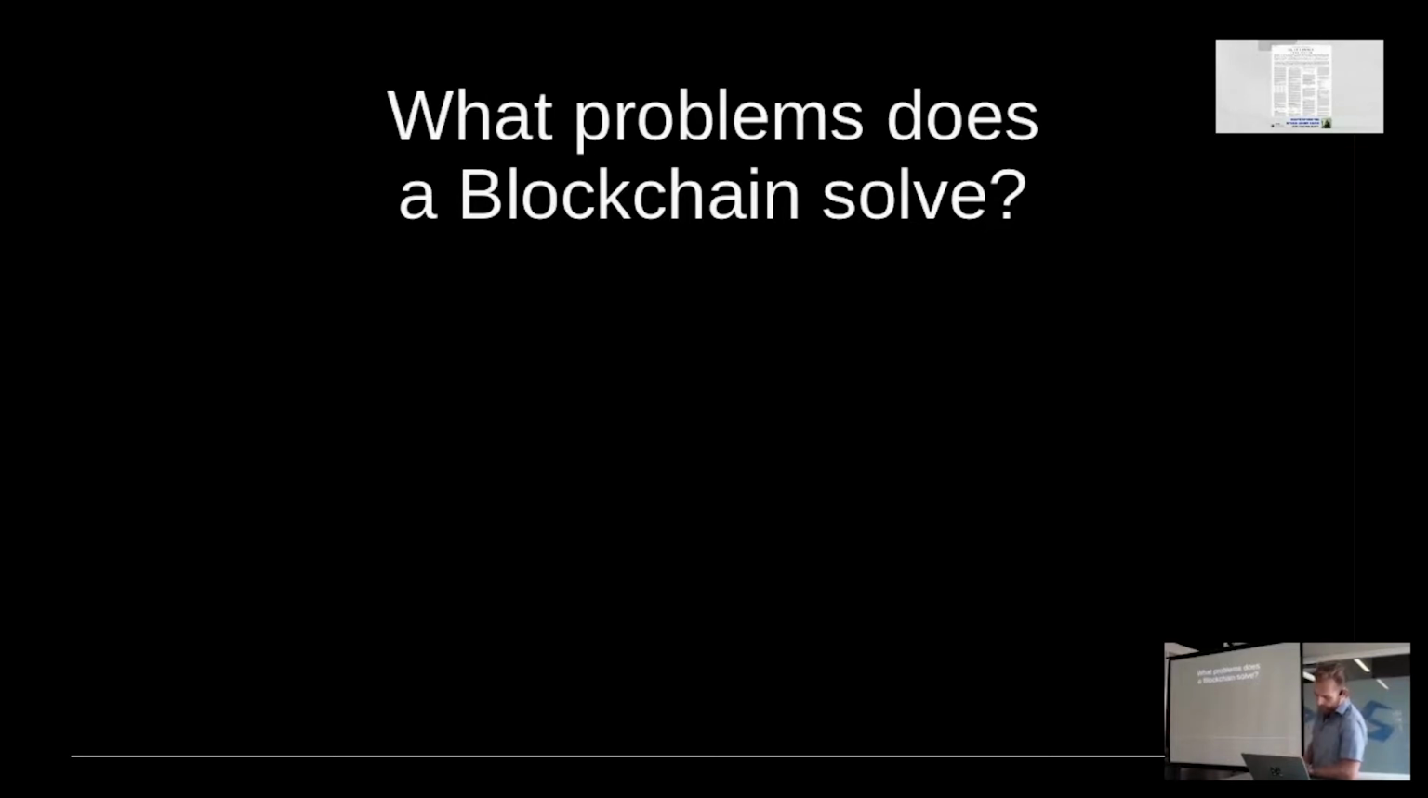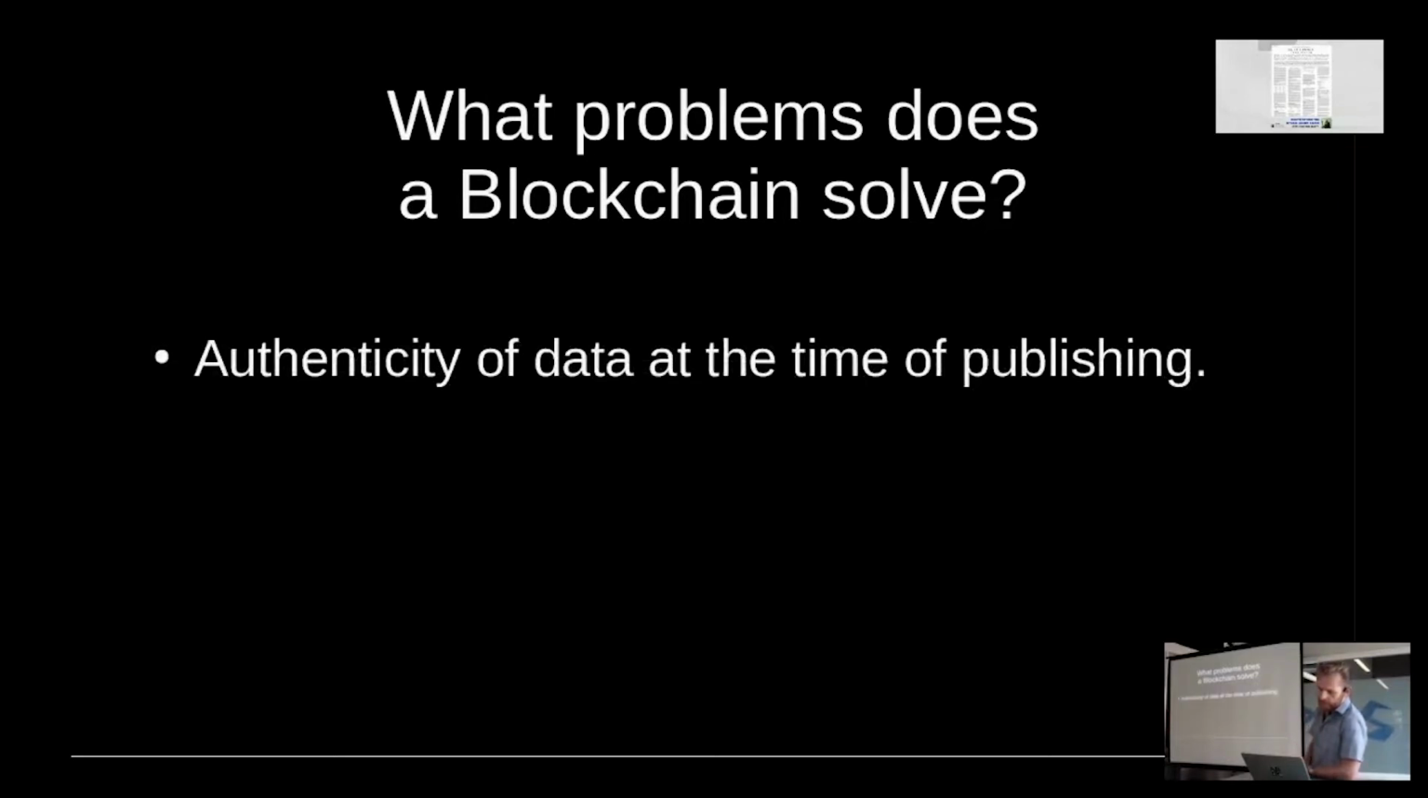So one problem that a blockchain solves is the authenticity of data at the time of publishing. So let's say that you were kidnapped during your trip in Nicaragua, and you're being held up for ransom, and the US government is willing to pay your ransom, but they want proof that you're alive. So what do you usually do? They'll film some video of you holding up a newspaper, and that newspaper will have today's date. And so that's a way of authenticating that you're alive at that point in time.